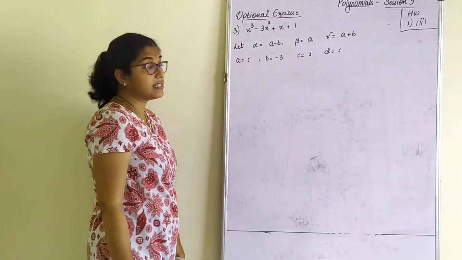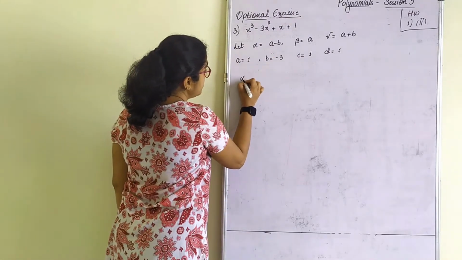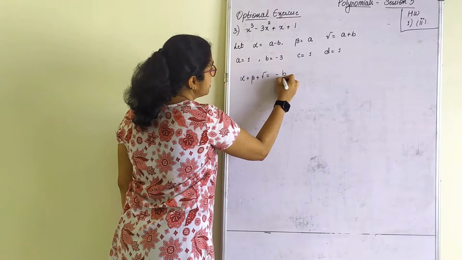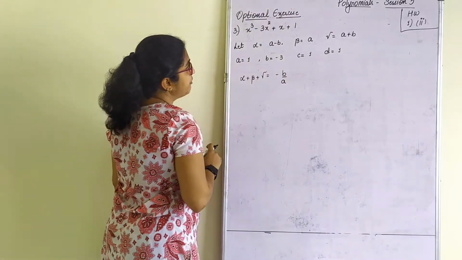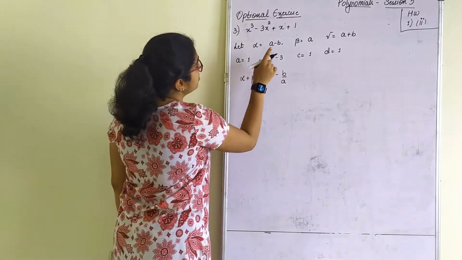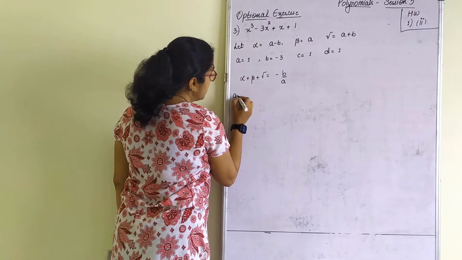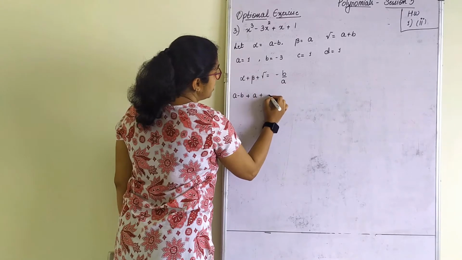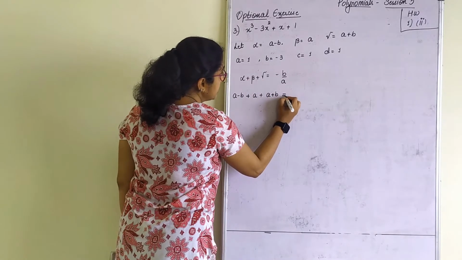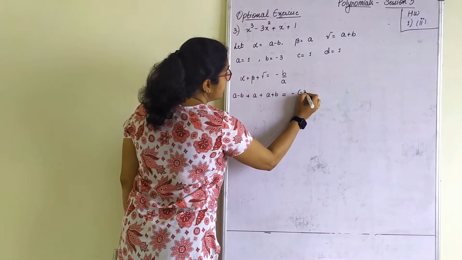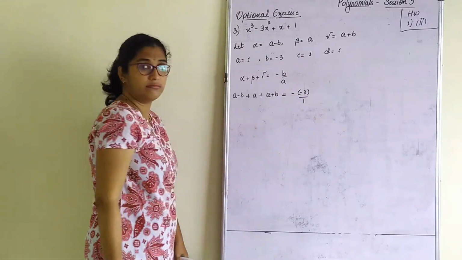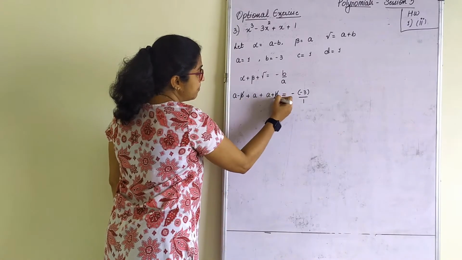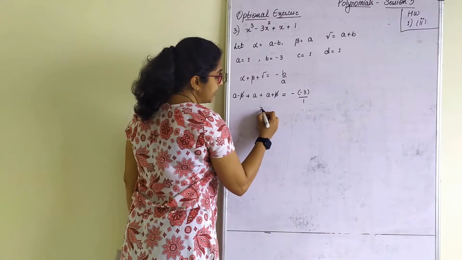Let's first start with the sum of the zeros. So alpha plus beta plus gamma is equal to minus b by a. What is alpha plus beta plus gamma? So it is alpha, that is a minus b, plus beta is a, plus gamma a plus b, is equal to minus of minus 3 by 1. Yes, minus in the formula, minus for b also. Plus b, minus b gets cancelled. So what will remain?